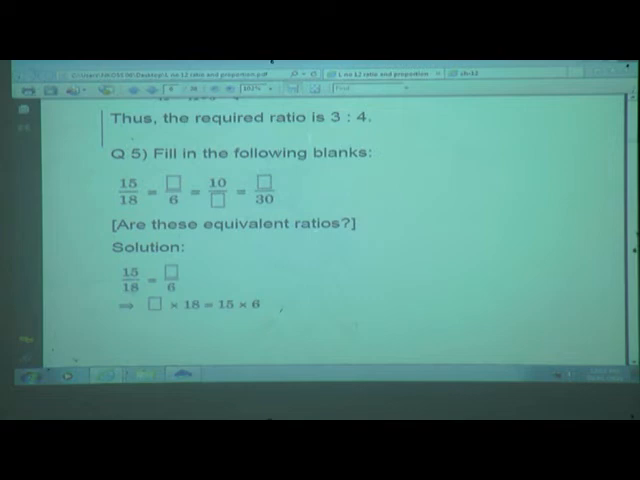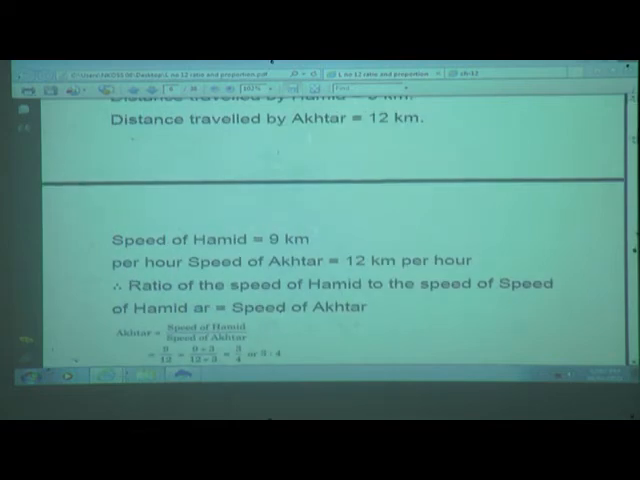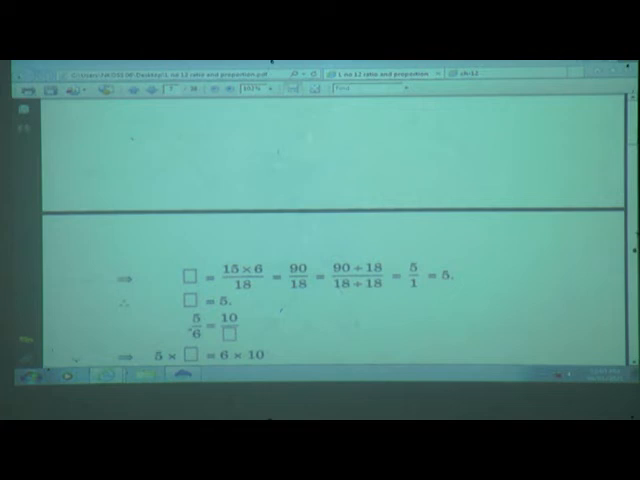Okay, so 15 divided by 18. We have to do the cross multiplication. So we get the answer here. 15 multiplied by 6 and 18 multiplied by dash, because we need to find the answer. So 15 multiplied by 6 is 90 and 18 as it is. So we got 90 upon 18. So 18 ones are 18, 18 fives are 90. So we got 5. In the blank we get the answer as 5.